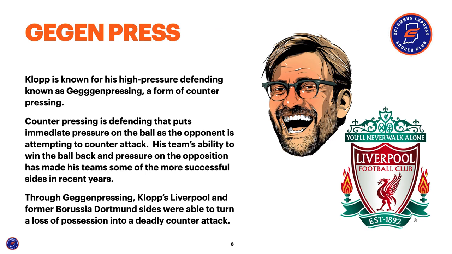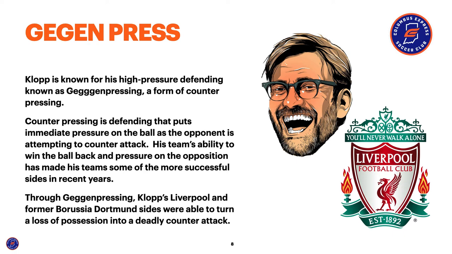One term that is very popular these days is gegenpressing. So Jurgen Klopp is known for his high-pressing defending and a form of counterpressing. Counterpressing is defending that puts immediate pressure on the ball as the opponent is attempting to counterattack. So for example, we just lost the ball. If we go and immediately put pressure on them while they're trying to escape and create a goal-scoring opportunity, that would be considered counterpressing. He uses this with Liverpool and some of his old teams at Dortmund.